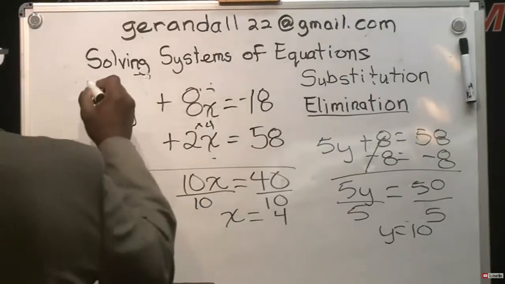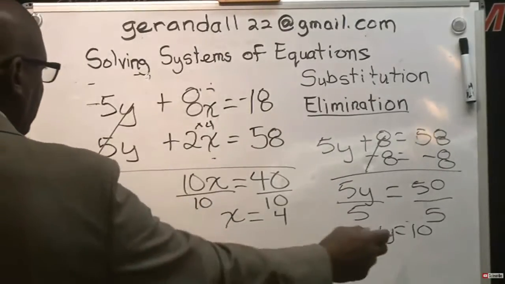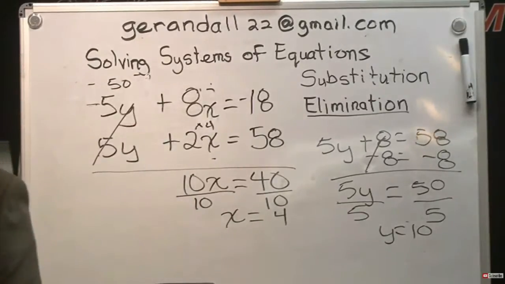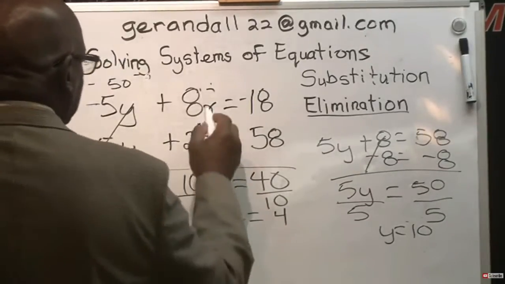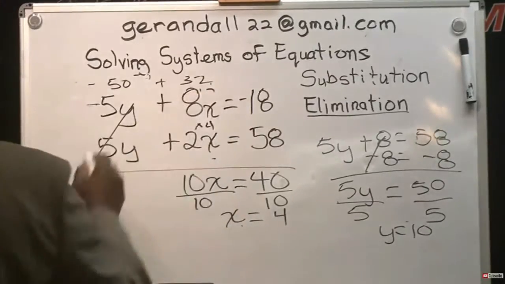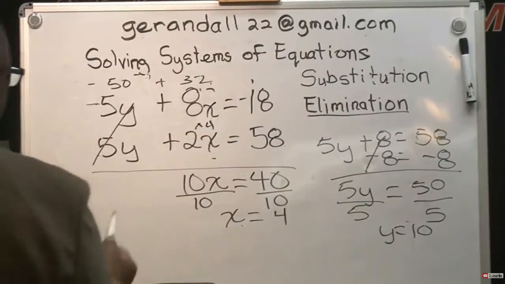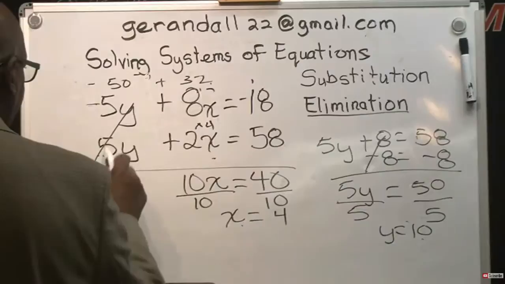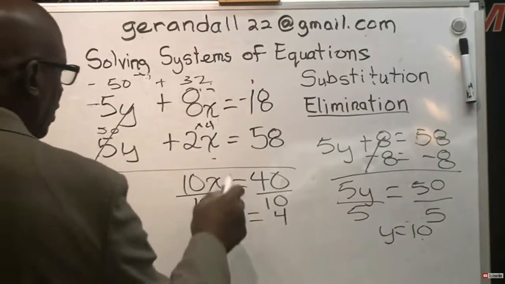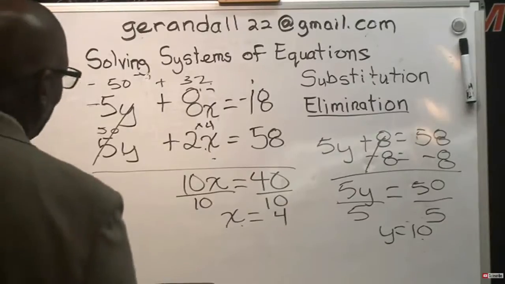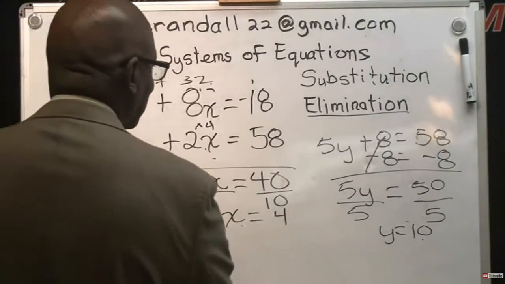Okay? So minus 5 times 10 is a minus 50. And then x, which is 4, times 8 is 32. And when you add those two, you get minus 18. And down here, we've got y equals 10, that's 50. Plus 8 is 58. You got two true statements. Now, we've looked at the way to solve a problem via elimination.